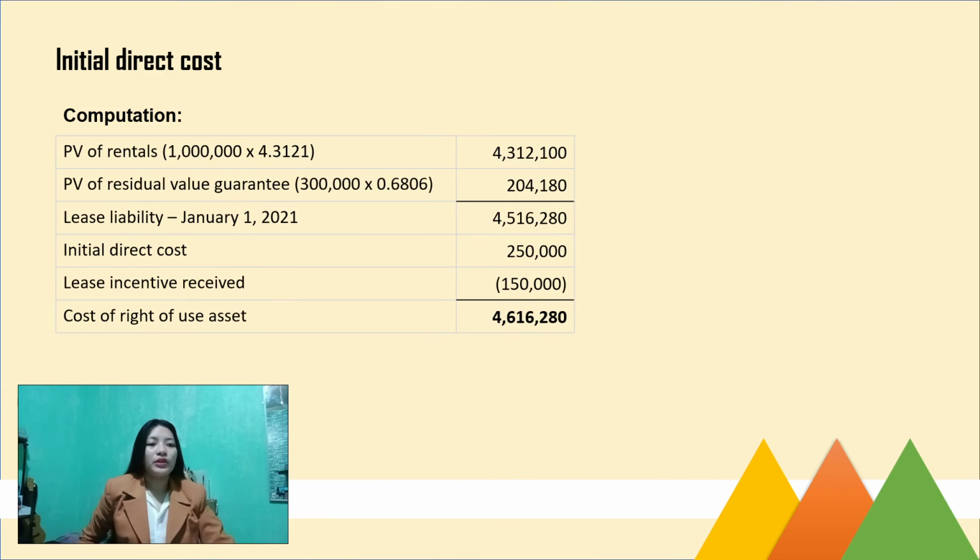So here is the computation for the initial direct cost. Unahin natin kunin yung cost of right of use asset. So to get that, we must get the amount of lease liability as of January 1, 2021, and that amounts to 4,516,280 pesos. So paano natin nakuha yung amount ng lease liability?